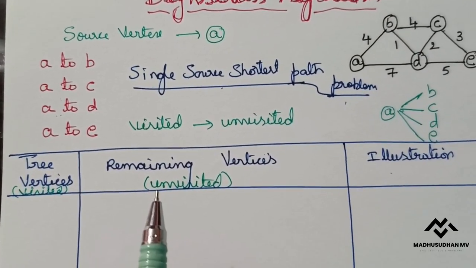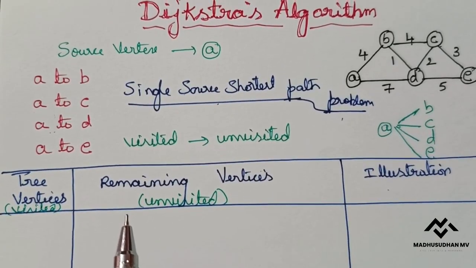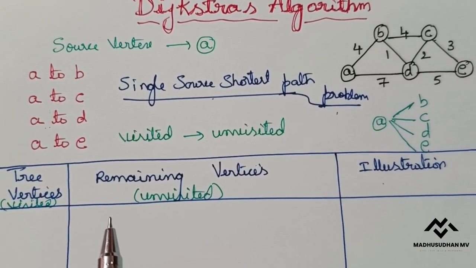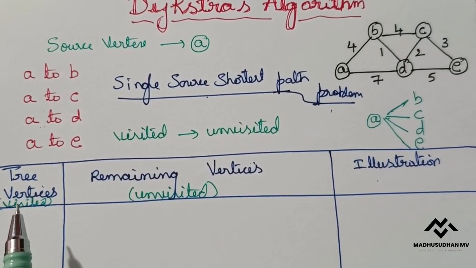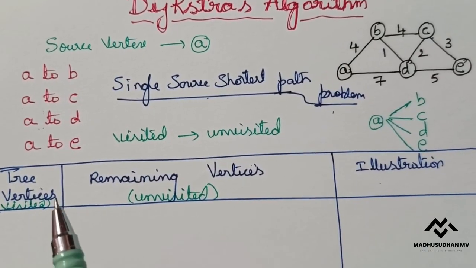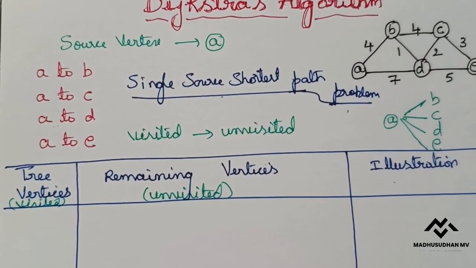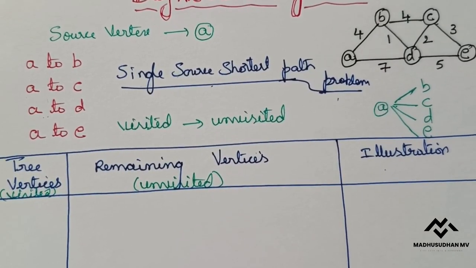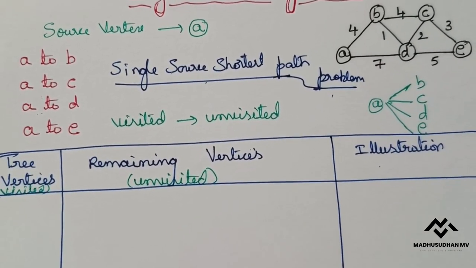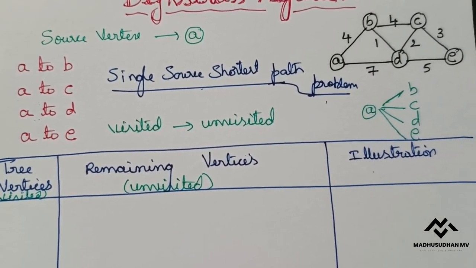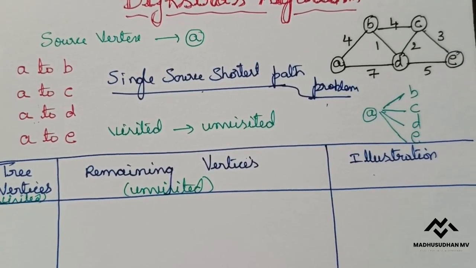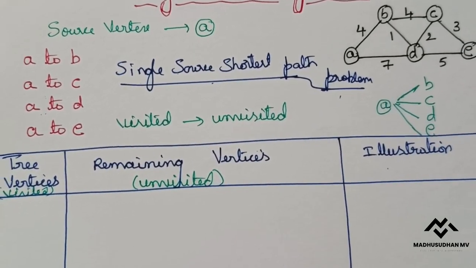Since it is using the greedy approach, it solves one by one. That means from the source vertex, it finds the shortest nearest vertex. Then from that vertex, it finds the next nearest vertex. Like that, it is finding the shortest distance from the known, visited vertex to all the vertices one by one. Let us solve this one.